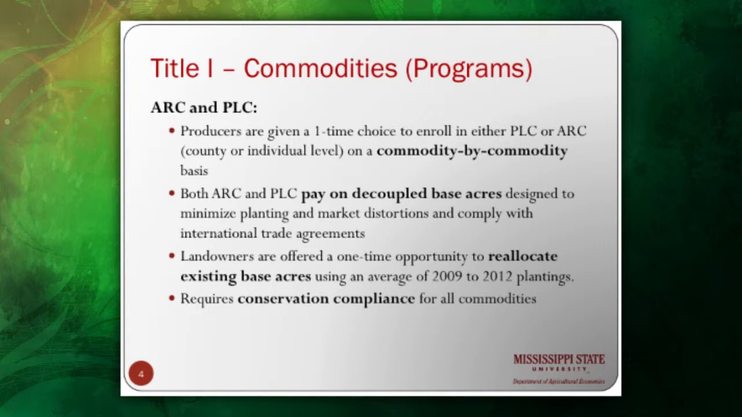Both ARC and PLC will pay on decoupled base acres. They will not be tied to current planting. This is designed to minimize planting and market distortions and to comply with international trade agreements. The other important thing to note about these programs is that landowners are going to be given a one-time opportunity to reallocate their existing base acres from the commodity mix that they currently have to a commodity mix based on the 2009 to 2012 plantings. Producers are not required to make that change, but they have that as an option. And finally, conservation compliance is attached to all these commodities and crop insurance now.